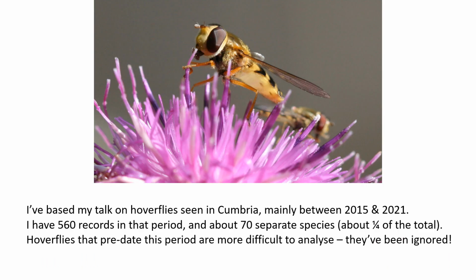As far as this talk is concerned, I'm really concentrating on Cumbrian hoverflies where I'm based and limiting it to the years subsequent to 2015 for various reasons that I won't go into. Anyway, in that period, at least up to the end of 2021, I've got about 560 records, which is a reasonable number, and about 70 separate species, which is about a quarter of the total, which isn't too bad considering in one area you're never going to get them all anyway. Some of them are quite rare and in very specific parts of the country. And that's it.